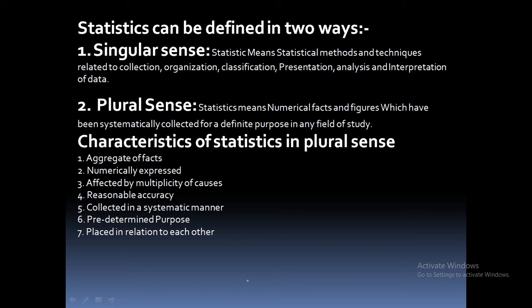Characteristics, features of statistics in the plural sense. First characteristic is aggregate of facts. In the plural sense, in statistics, we aggregate the facts. Then we express them numerically. They are affected by multiplicity of causes. They have reasonable accuracy and are collected in a systematic manner. There is a predetermined purpose for collecting data, and they are placed in relation to each other.